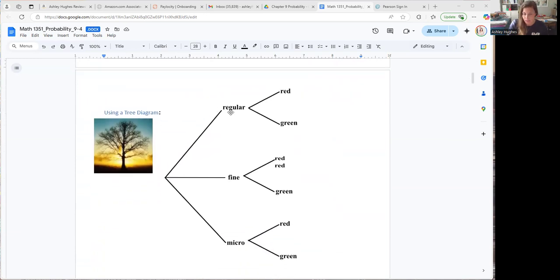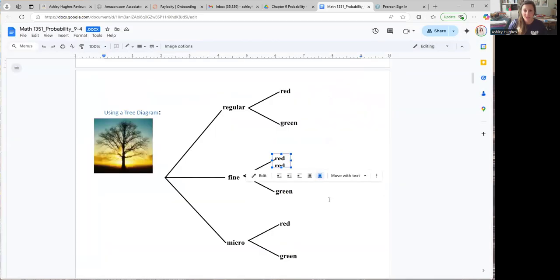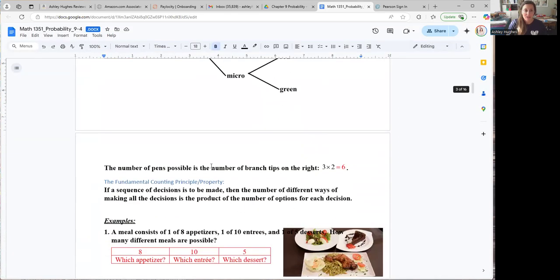You can also think of it as a tree diagram here, visually seeing regular red or regular green, fine red or fine green, micro red or micro green. The number of pens possible, again, is 2 times 3, which is 6.